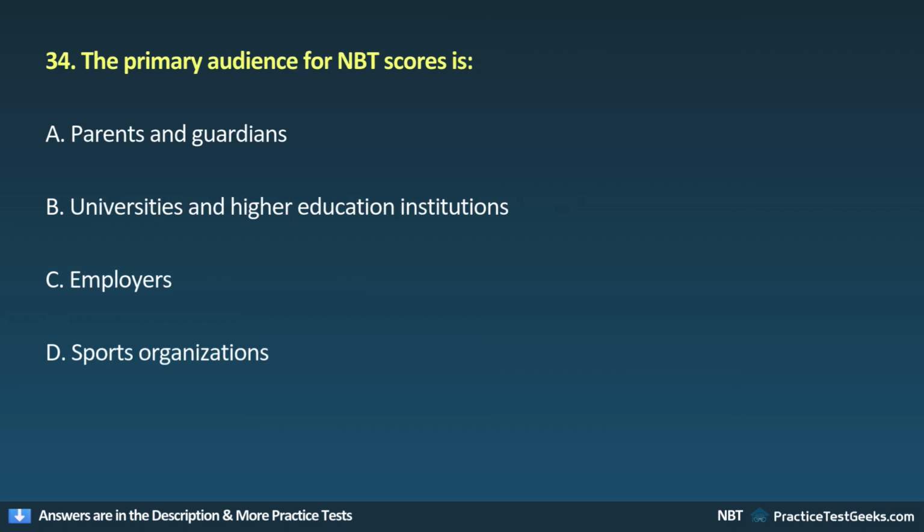34. The primary audience for NBT scores is A. Parents and guardians. B. Universities and higher education institutions. C. Employers. D. Sports organizations.